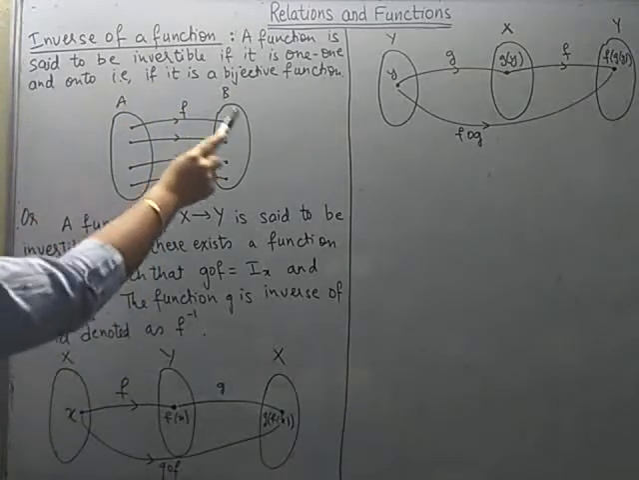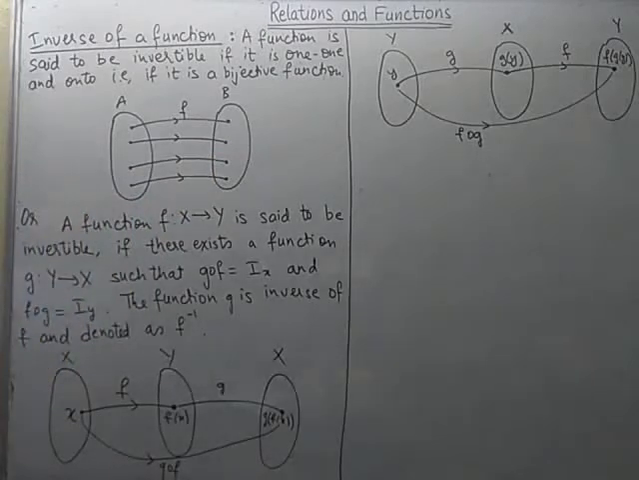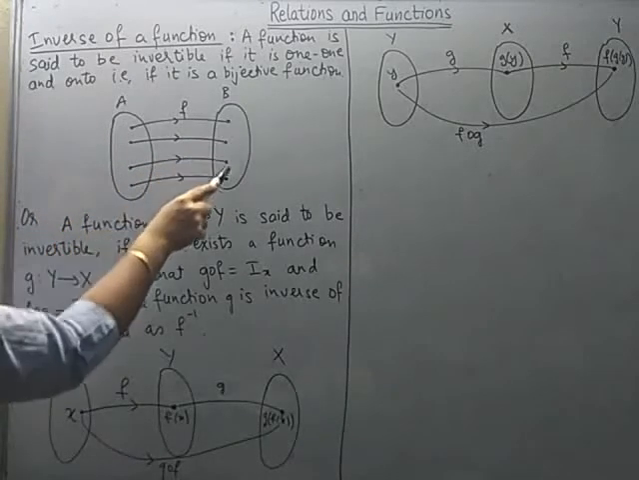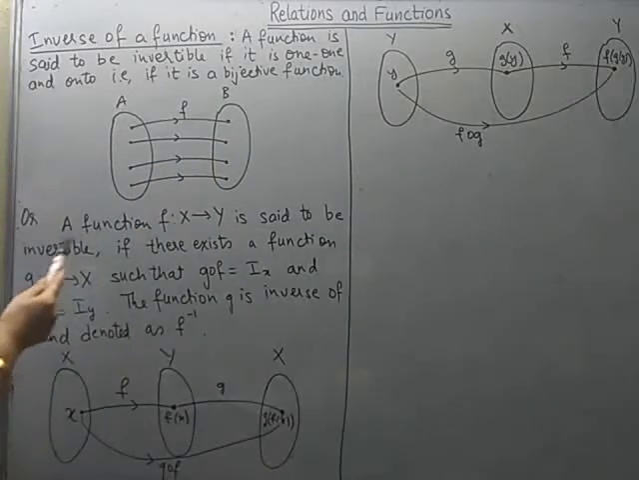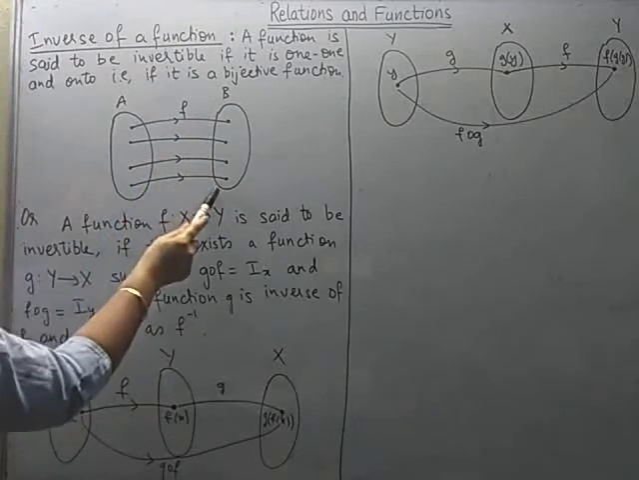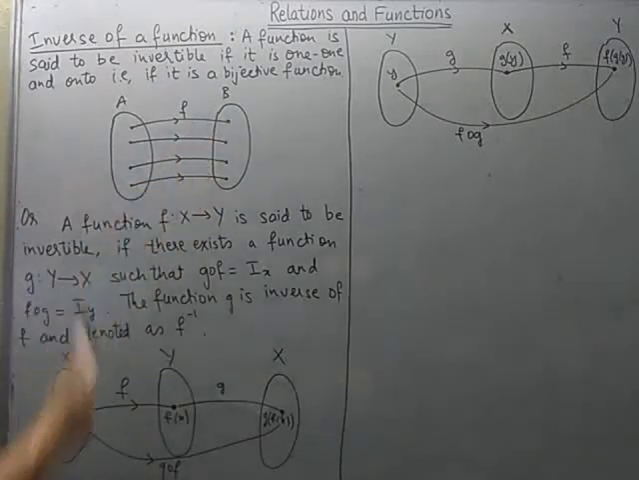You can understand from this diagram. See, it is a function from set A to set B, which is one-one as well as onto. You can see different elements of set A are having distinct images in set B. So it is one-one. It is also onto because codomain is equal to range. Every element of the codomain is an image. Now, in this case, how is inverse possible?